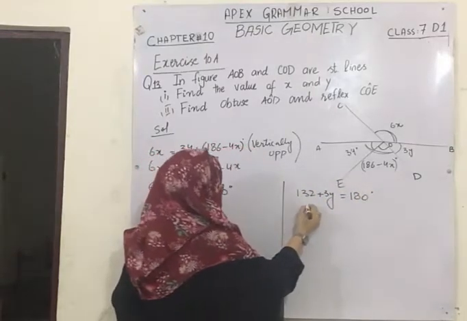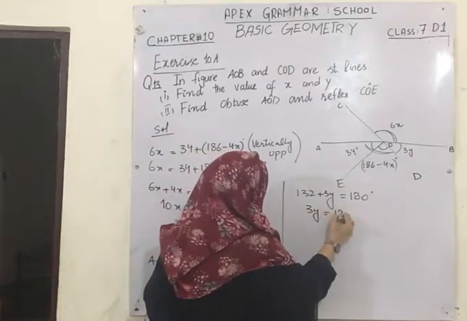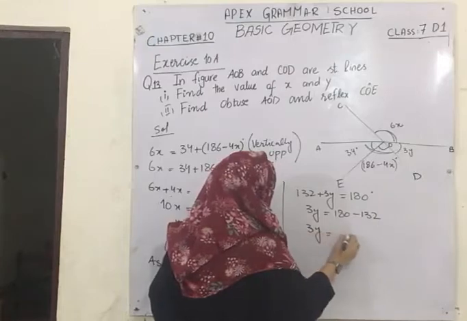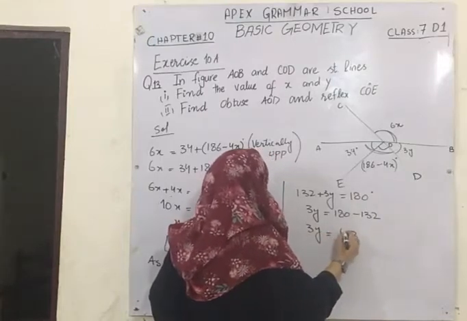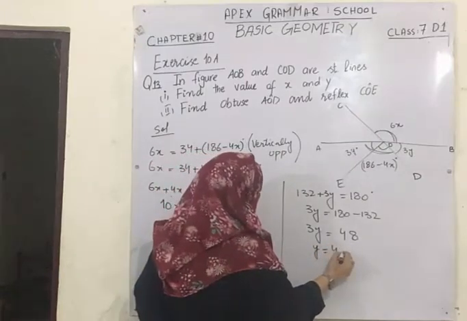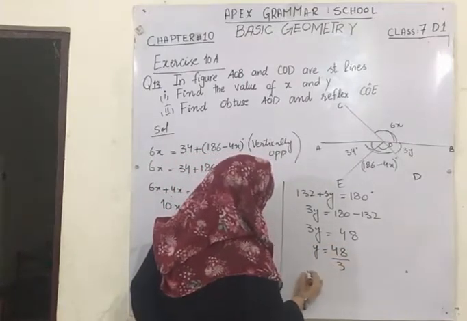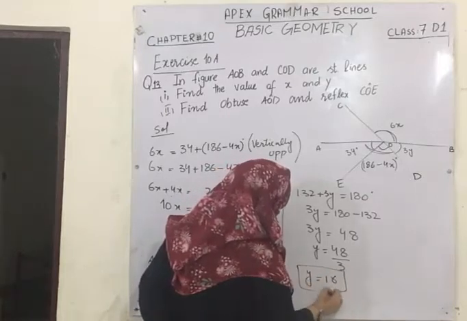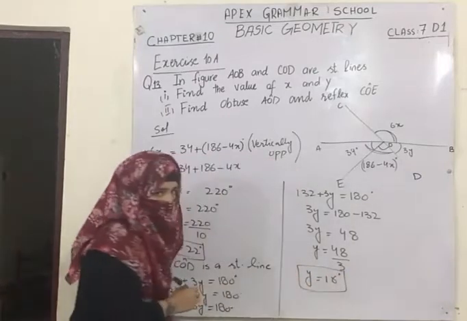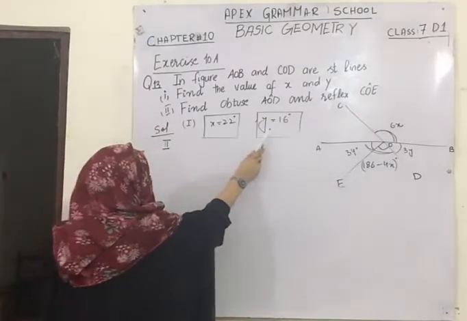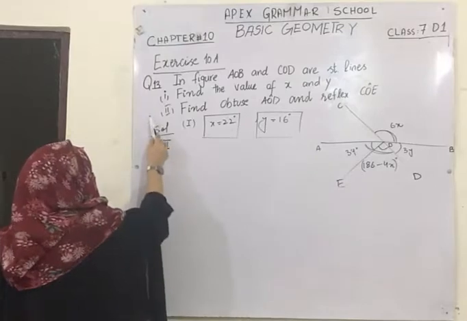132 is being added, so on the other side it will be subtracted. 3y would be equal to 48. 3 is being multiplied with the variable, so on the other side it will be divided. After the division, you get the value of y to be 16 degrees. From the first part, we have taken out our value of x to be 22 and y is 16, which I am going to use in the second part.